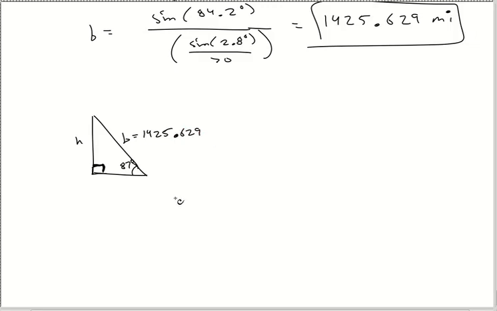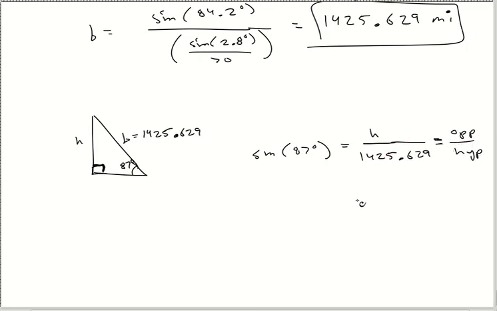1425.629. Could I use these with a plain old sine, cosine, or tangent, just old school stuff from the last sections? Well, I would say yes. I'm going to use sine. Sine of the 87 degrees should be opposite over hypotenuse. This is way old school stuff. Again, remember this is opposite over hypotenuse. So we're using stuff from the previous sections here, and that's fine.